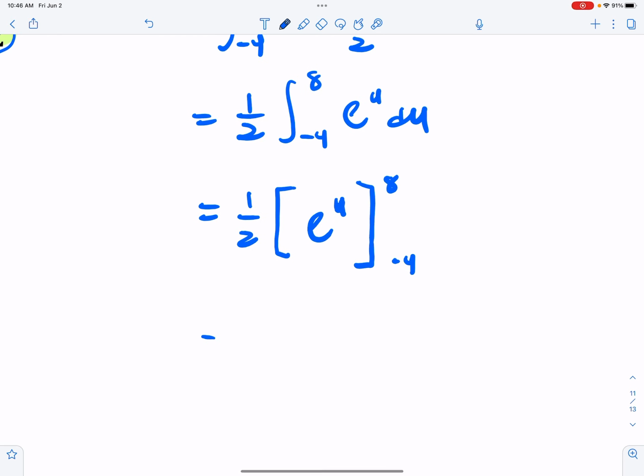But I don't want to do that step. I don't want to have to evaluate the indefinite integral first. I just want to apply the first fundamental theorem of calculus from here, which would give us e to the 8th minus e to the -4th. And we're done.